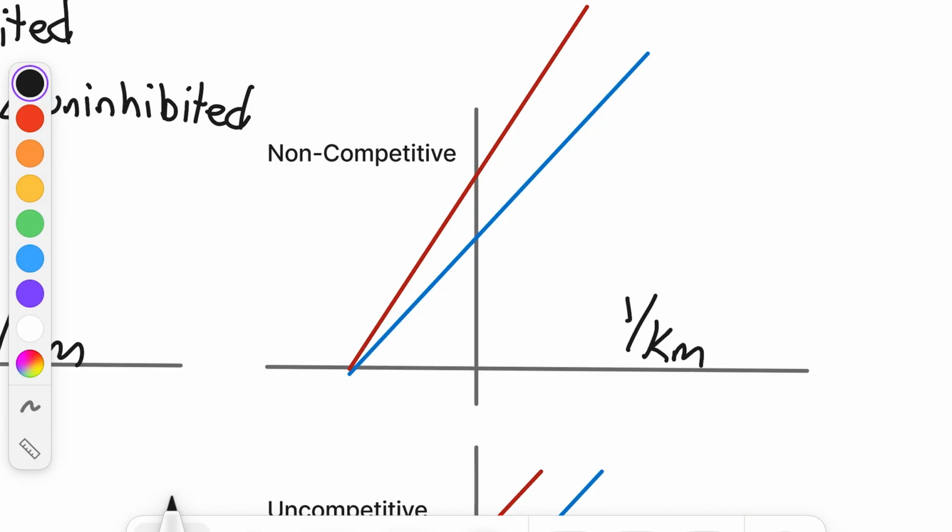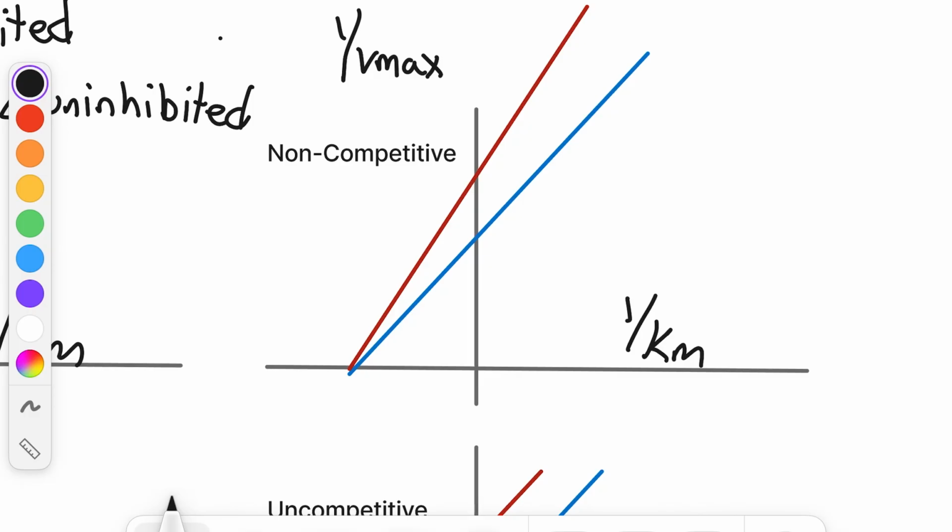There's no change there. But the inhibited version moves up. So the 1 over Vmax is increased, but the Vmax itself is decreased. Okay, so that's the inverse relationship that we need to be aware of. Okay, so the non-competitive is decreasing the Vmax and not touching the Km.